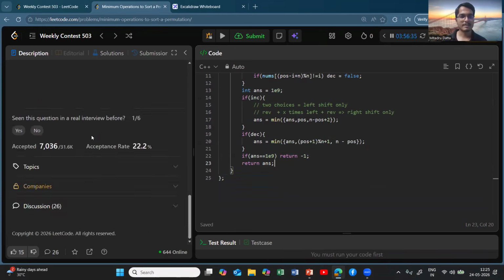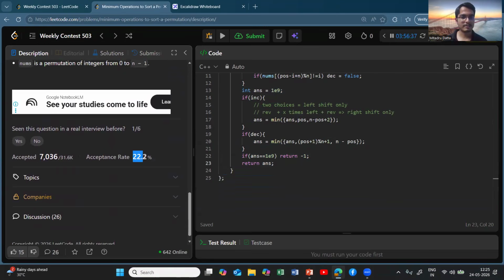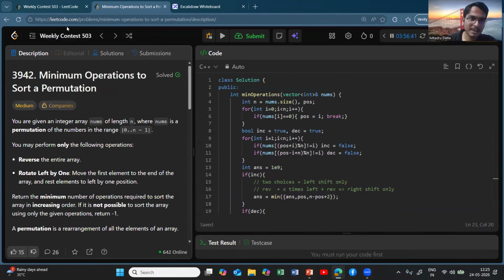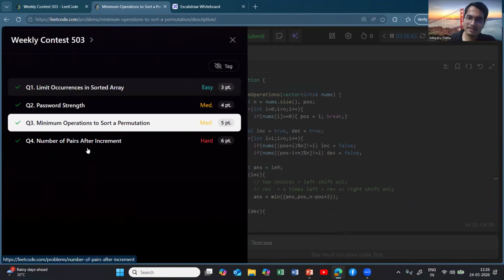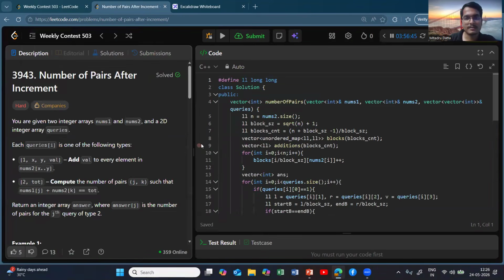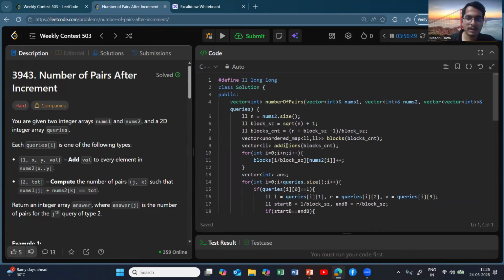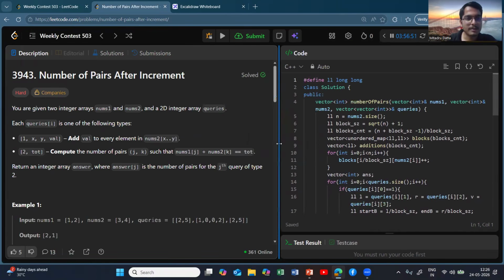This is a little bit tricky. You see, the acceptance rate is also just 20%. It means that it's very easy to make a mistake in this problem. So let's go to the next problem. I hope this is very clear to you. And this problem is a good one. An interesting technique is there.